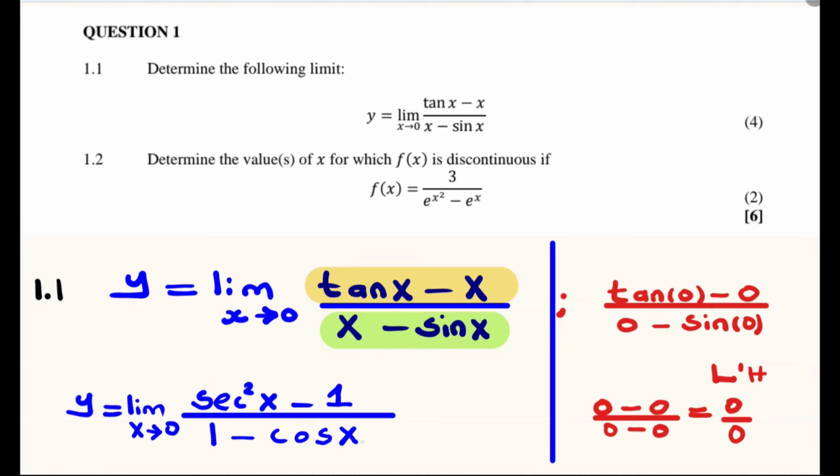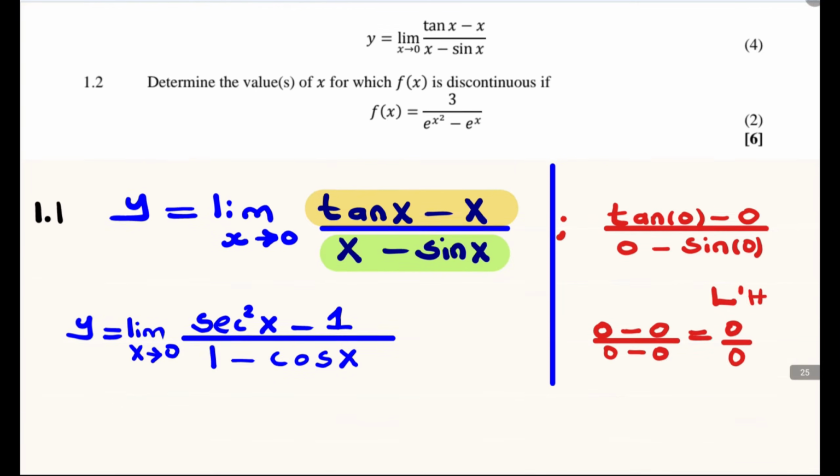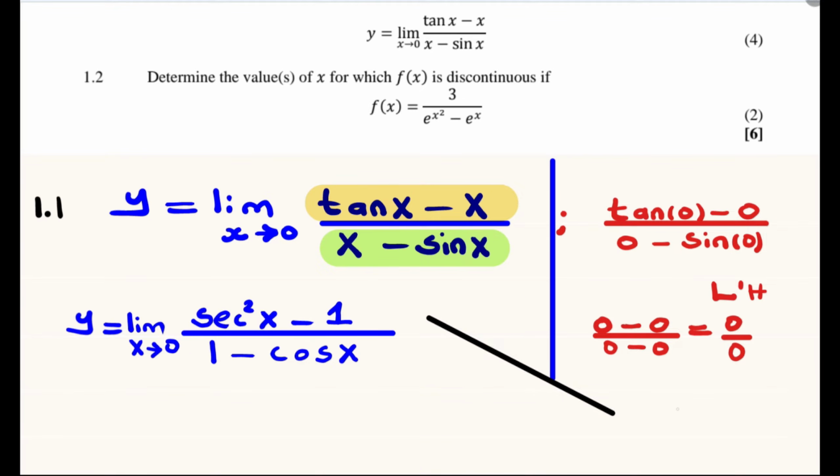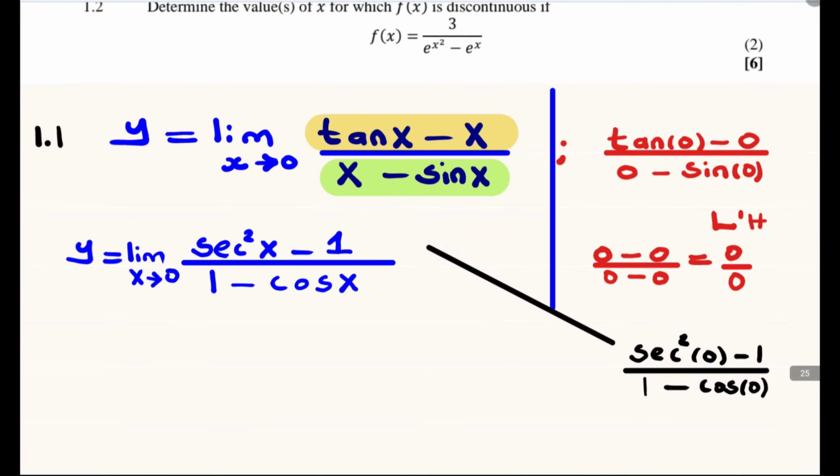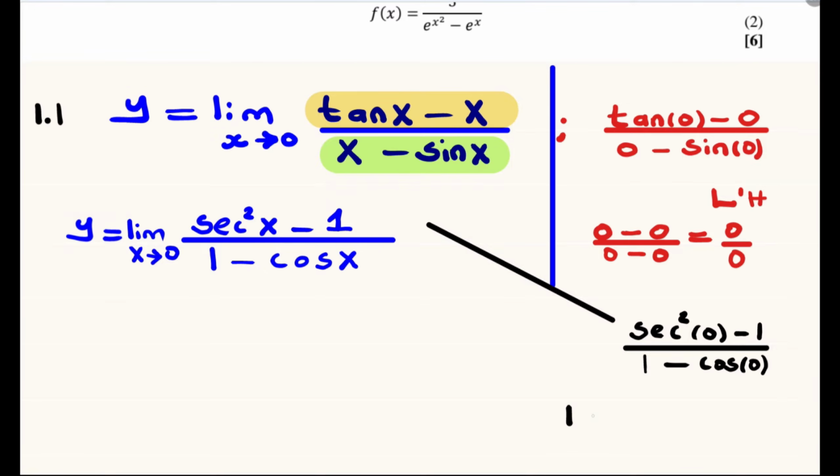Remember that the L'Hopital rule must not be confused with the quotient rule. So from here, we substitute directly 0 where there is x, and we are going to have sec squared of 0 minus 1 divided by 1 minus the cos of 0. The sec squared 0 can be expressed as 1 over cos squared 0 on the calculator, and it will be equal to 1 minus 1 divided by 1 minus cos 0.